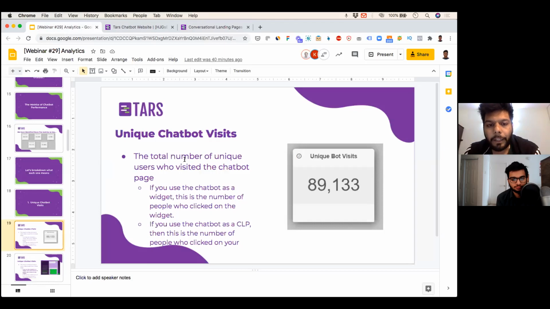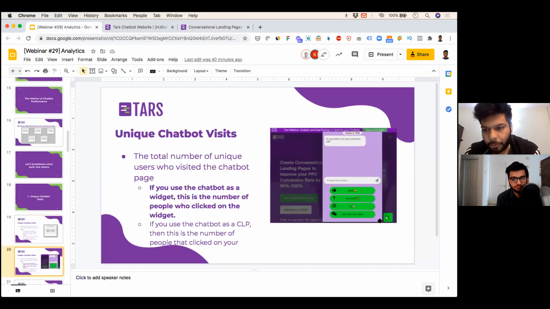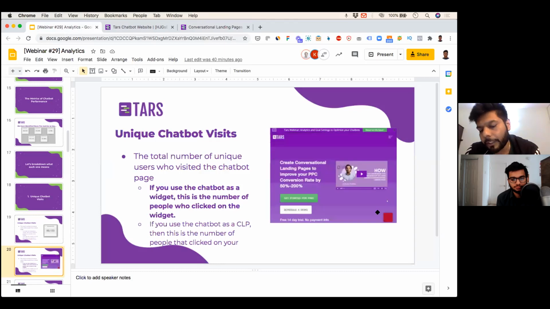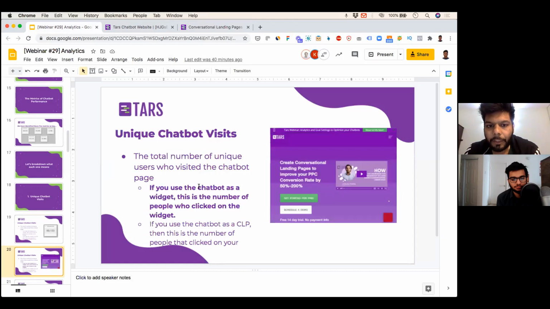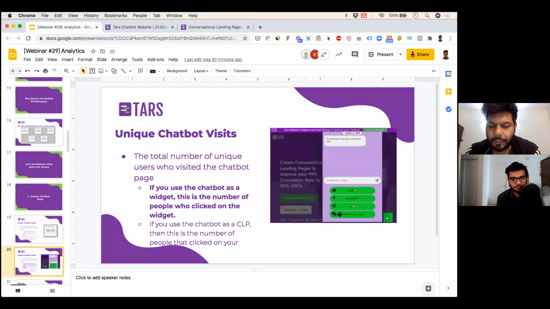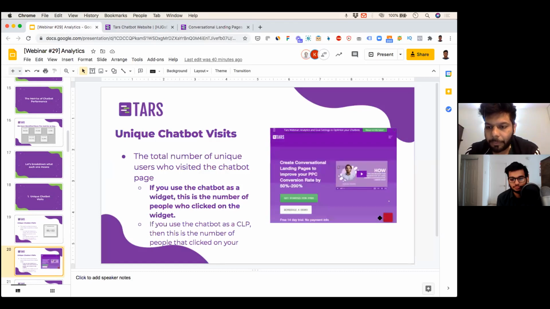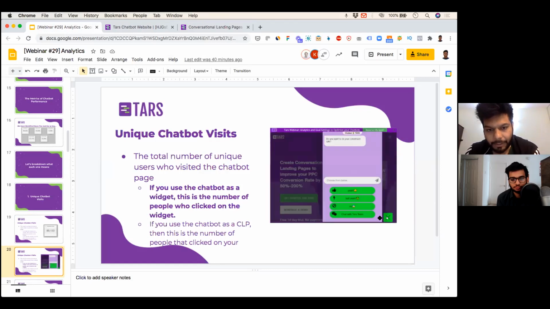Right now, people could either visit your chatbot through this widget. You can see this in the GIF here as well. You click on it and the bot opens up. If you use it as a widget, it's the number of people who actually clicked on that widget and saw your chatbot. As simple as that.